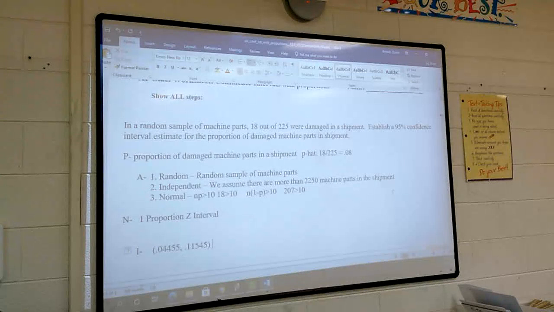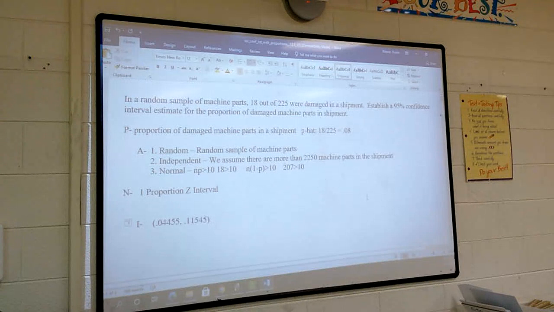And then the last part, again, is the most important. That would be our conclusion. So in our conclusion, we want to say, and we look at the thing, we're doing 95%. We are 95% confident that the true proportion of damaged machine parts in the shipment is between 0.04455 and 0.11545.